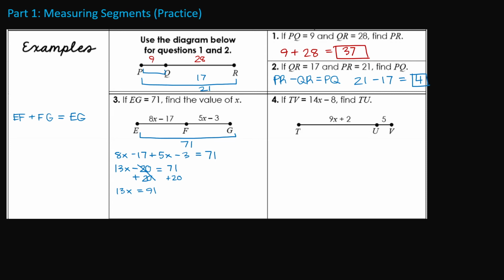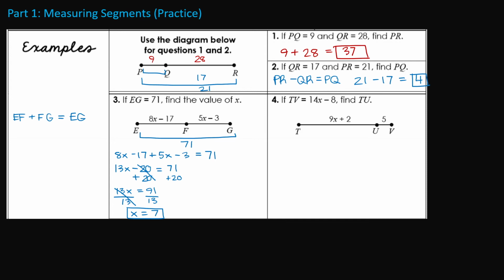And now I need to divide both sides by 13. Great algebra review for everybody. 13 divided by 13 reduces to 1, and x is equal to 7. All right. For number 4, I am just going to model how to set up the equation. I will let you solve that equation to find TU.